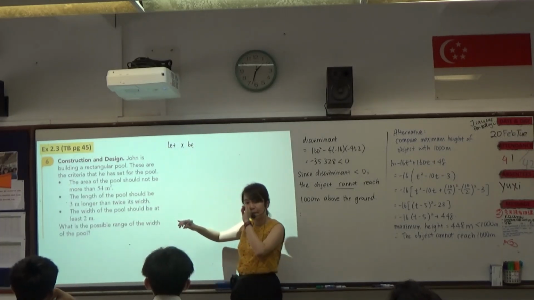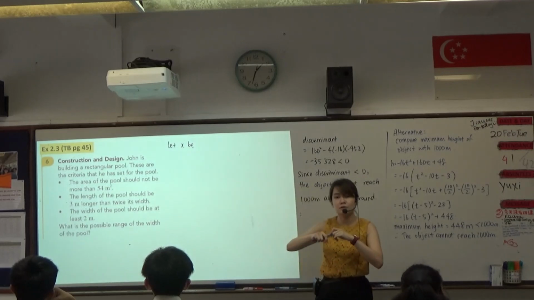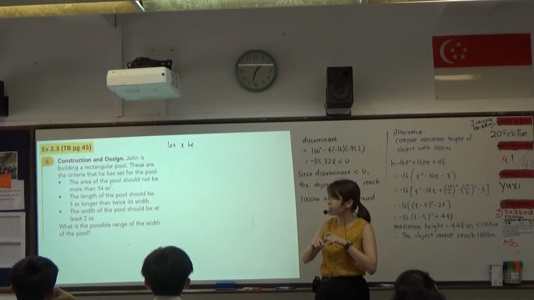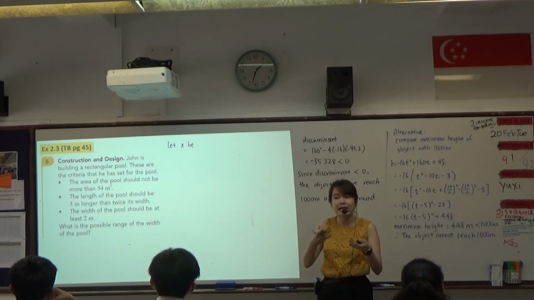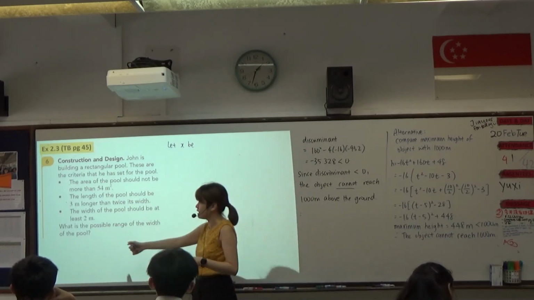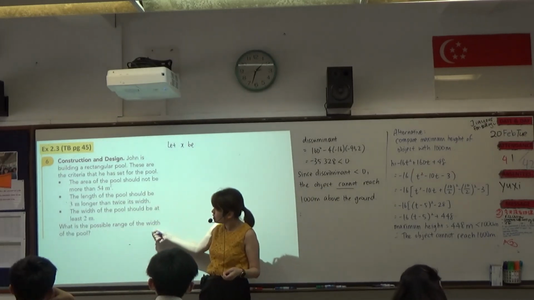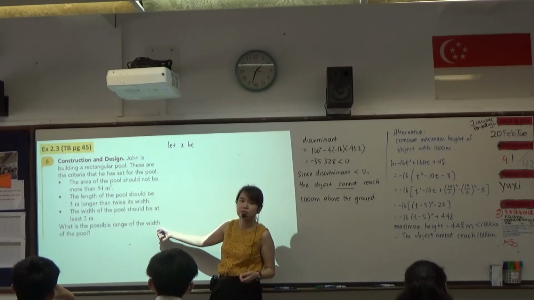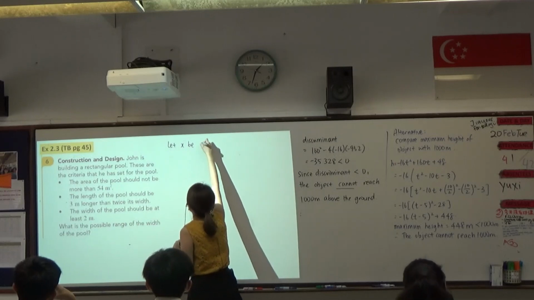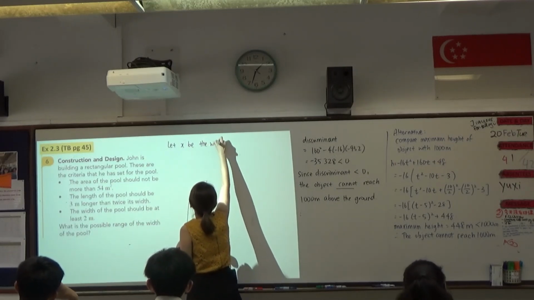Be length. Do we agree with Roman? To let x be length, be width, right? I think that's a very natural thing for us to do. We always look at the end point of our question. What is it that we want to find? Since we're trying to look for the width, we naturally will let x be the width of the pool.